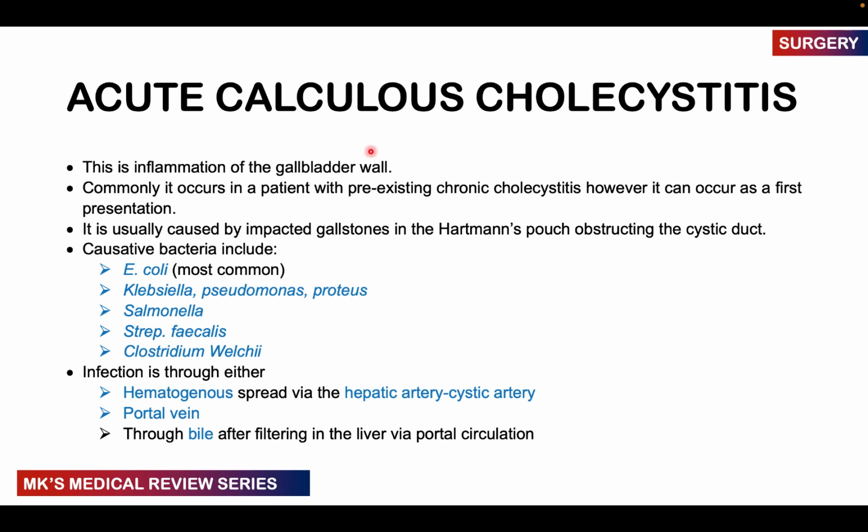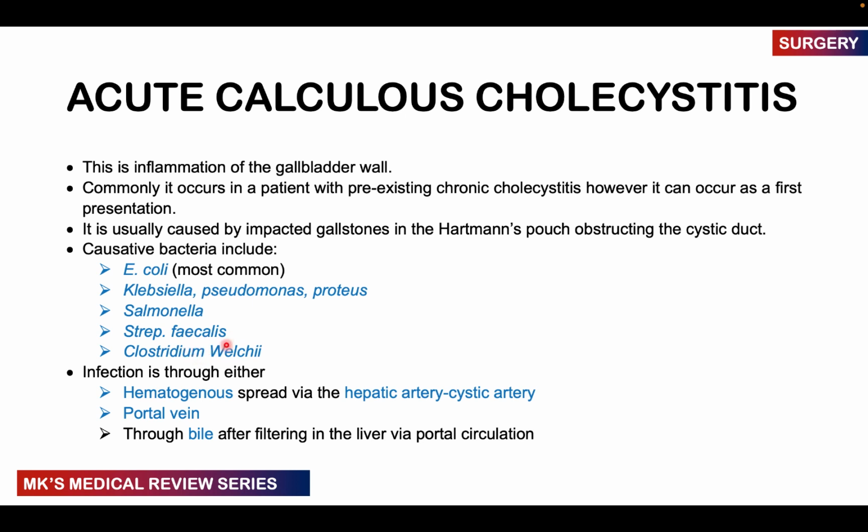So remember, again, this is inflammation of the gallbladder wall. It's going to be occurring in a patient that has pre-existing chronic cholecystitis. However, it can also occur as a first presentation. And like I said, it's going to be associated with gallstones, so it's going to be due to an impacted gallstone in Hartmann's pouch obstructing the cystic duct. Some bacteria that may result in this type of cholecystitis include E. coli being the most common organism, Klebsiella, Pseudomonas, Proteus, Salmonella, Streptococcus faecalis, as well as Clostridium welchii.